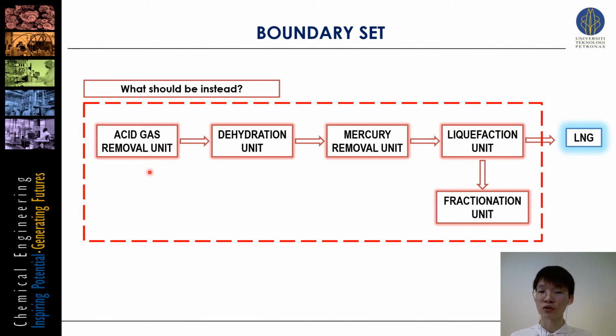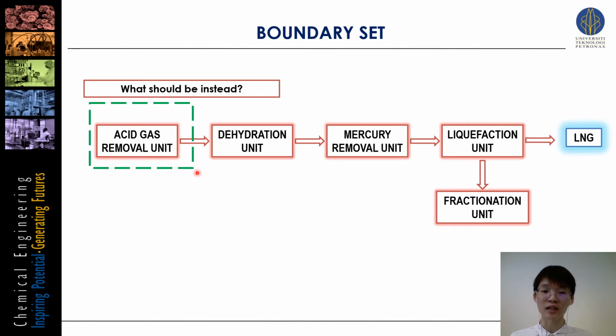Instead, what it should do would be the boundary set, it should be at the AGRU. This is because if let's say we are setting at this whole region, there are a lot of process difficulties that could happen in between. And it means that our benchmark, if let's say we are going for the whole, it will be inaccurate. So instead, we should just focus on the AGRU boundary set only.